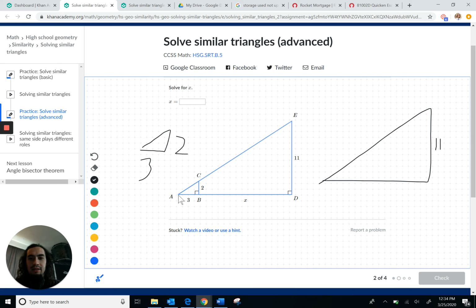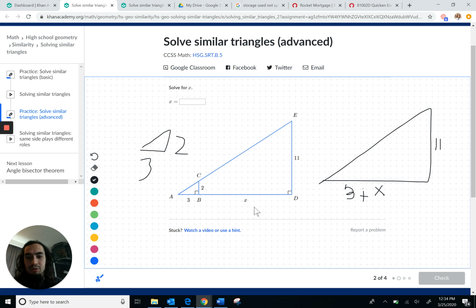And this side length is 3 plus x. I'm trying to do it with my mouse now. I don't like it. Let me try that again, erase that. Oh, undo. One more time. Erase that. And plus. Good enough. Okay, so I've got my small triangle here, 3, 2. I've got my big triangle here, 11, x plus 3.